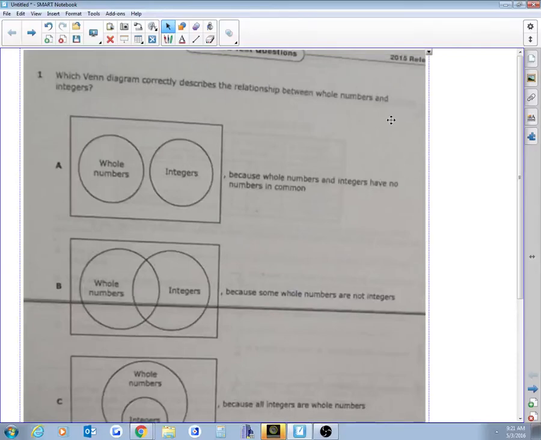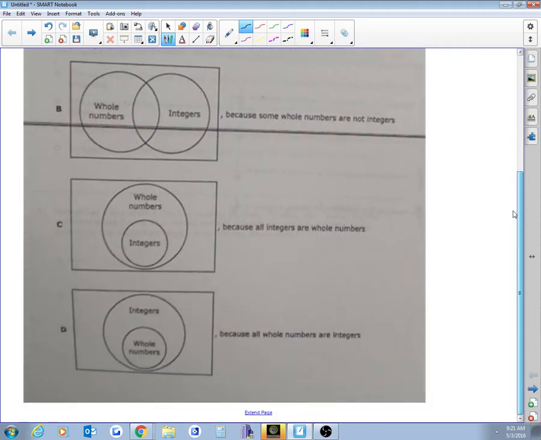Correctly describes the relationship between whole numbers and integers. Okay, so integers are positive and negative numbers without decimals, and whole numbers start at 0: 0, 1, 2, 3, 4, 5, 6. So all whole numbers are integers, but not all integers are whole numbers. For example, -5, -4, these would be integers, but they're not whole numbers.